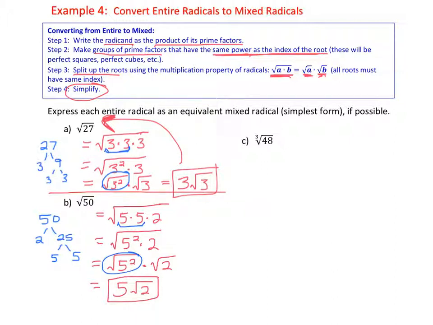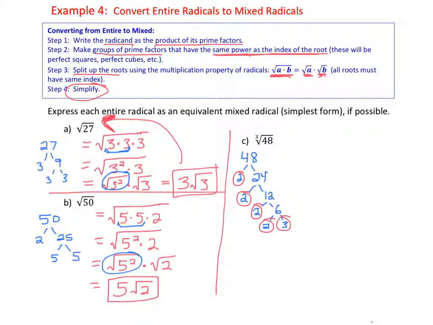If we look at example C now, we have the cubed root of 48. So make your factor tree for 48 to see what its prime factors are. And we see that the prime factors of 48 are 2 times 2 times 2 times 2 times 3. Make sure you don't miss any. It's easy to miss one of the ends of the branches. You need all of them. And we're going to write the cubed root of 48 as the cubed root of the product of all of those numbers. So 2 times 2 times 2 times 2 times 3.